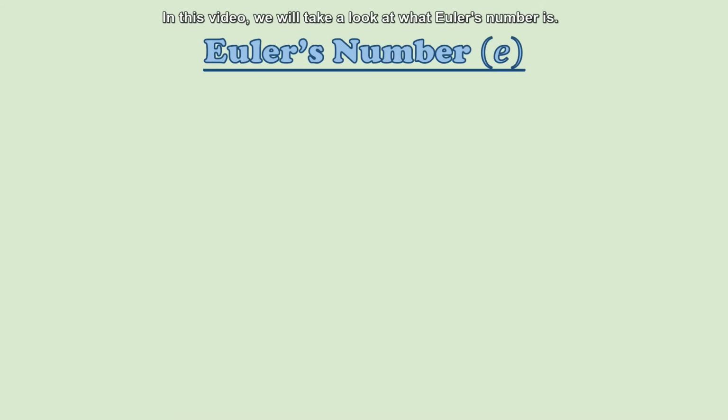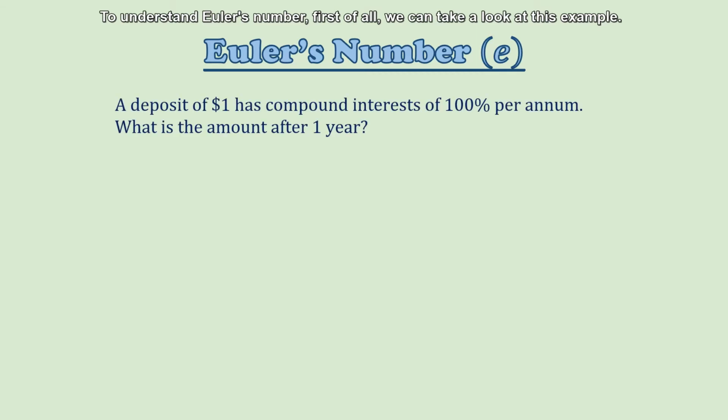In this video, we will take a look at what Euler's number is. To understand Euler's number, first of all we can take a look at this example. Suppose now I have a deposit of $1 and it has compound interest of 100% per annum. In this case, what amount can I get after 1 year?